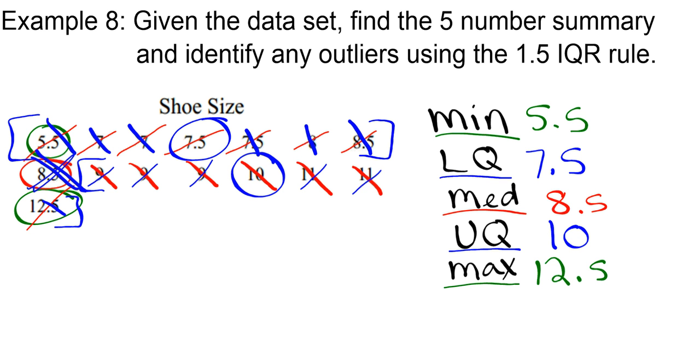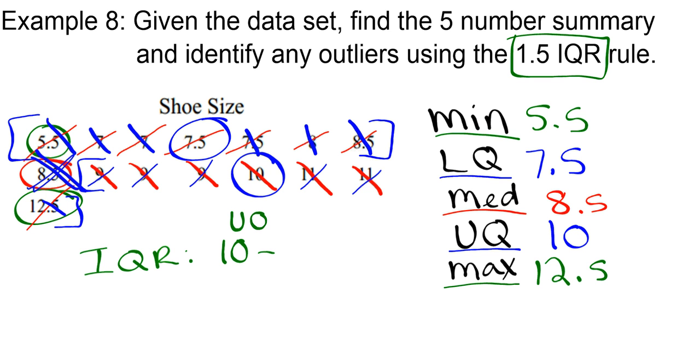Now, we need to go ahead and identify any outliers, which means I need to use the 1.5 IQR rule. Well, IQR is when I take my upper quartile, which is 10, and I subtract my lower quartile, which is 7.5. And I find out that my IQR is going to be 2.5.